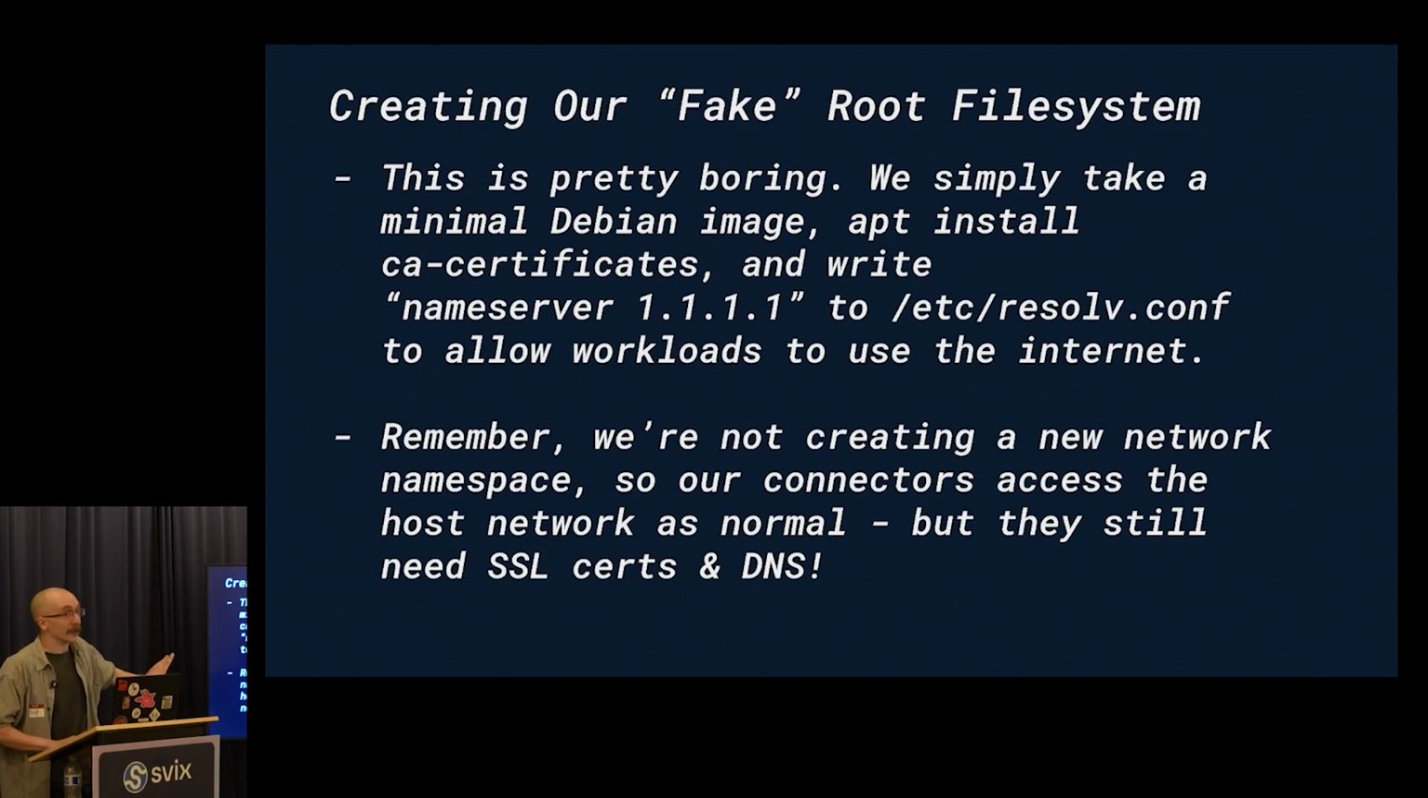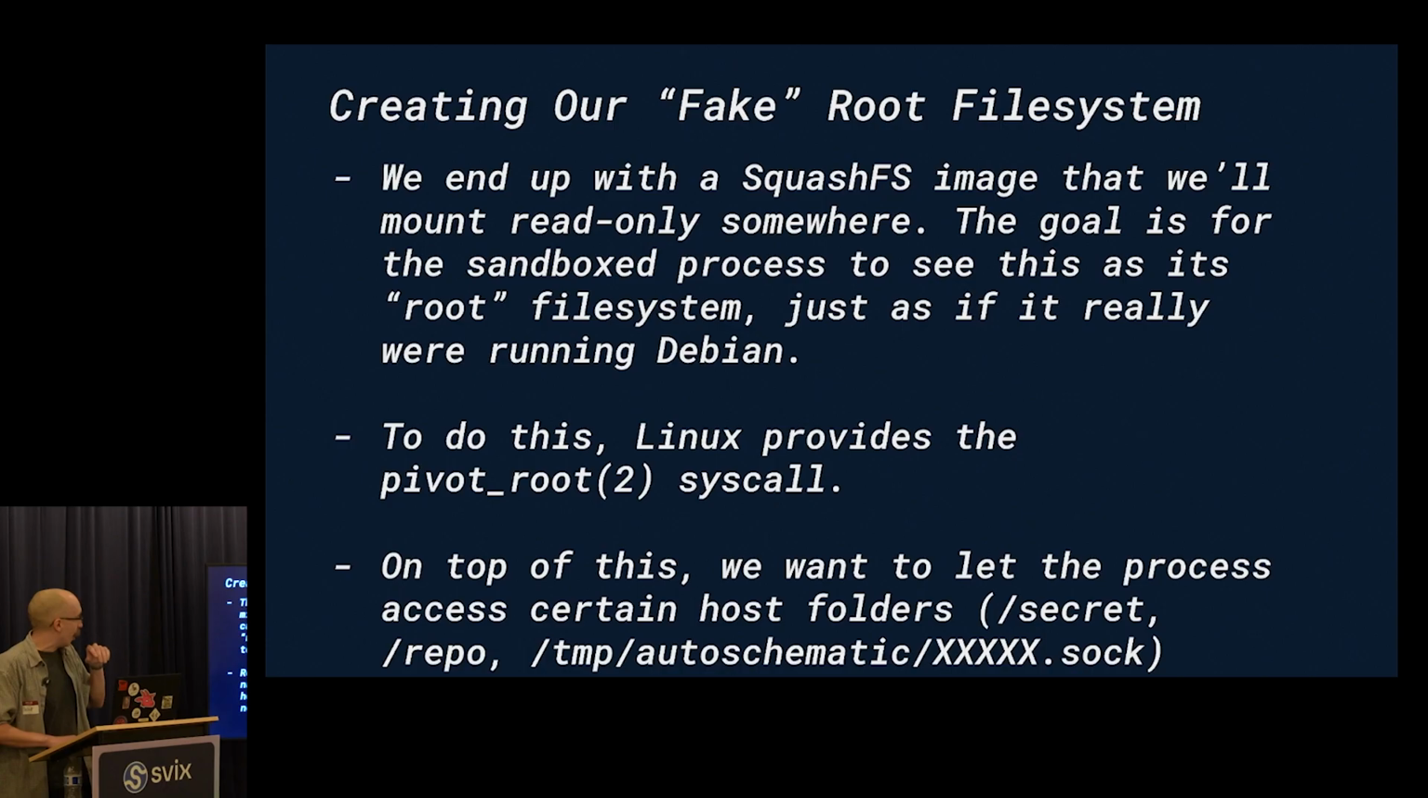Because we're not creating a new network namespace, our new process will share the host network. But because you have a new root file system, you have to put in the CA certificates and the DNS stuff. That's actually on the file system, not in the kernel. So we get a squashfs image, and that'll be our root. I guess that's part of a Docker container: the rootfs and layers on top of a rootfs. We'll just pass around regular squashfs images, right? And the goal is that the sandbox process will see that as its root. Somehow we have to set this up.